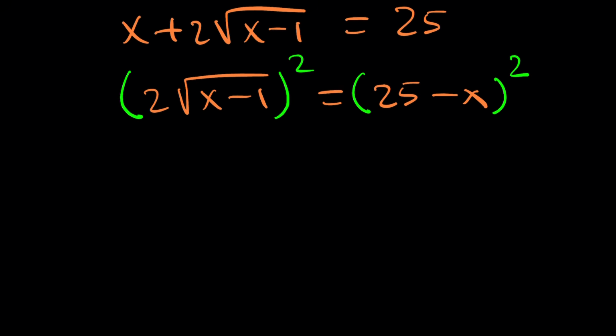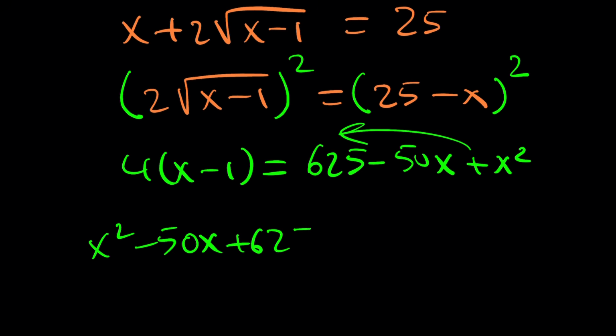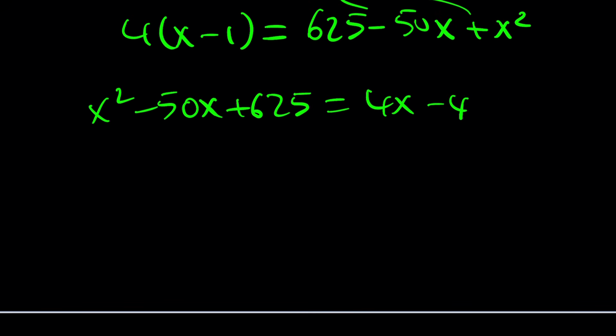When you square both sides, it's going to be 4 times x minus 1 equals 625 minus 50x plus x squared. Let's bring the x squared over here. x squared minus 50x plus 625 equals 4x minus 4. And then we're going to bring everything over to the left-hand side. x squared minus 54x, and 625 plus 4 is 629. Okay? So far, so good? And that's equal to 0, of course.